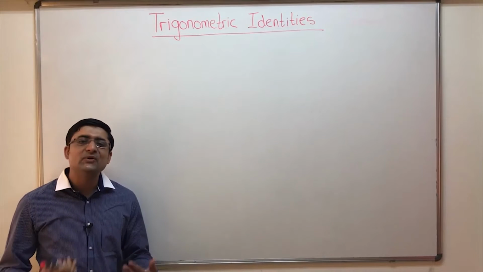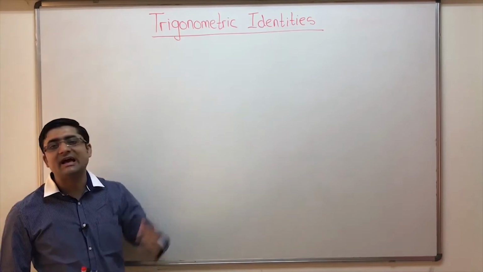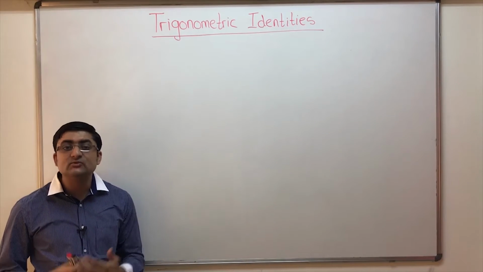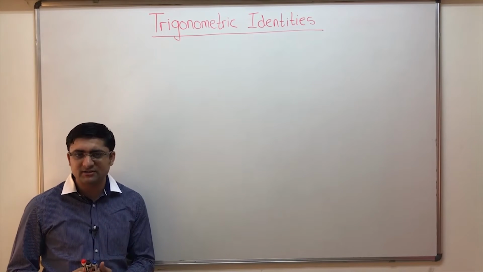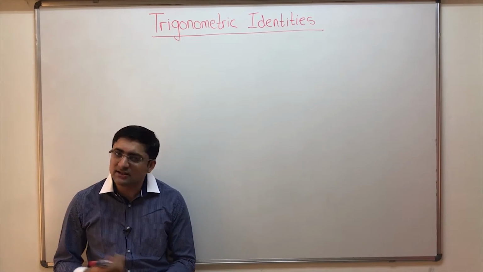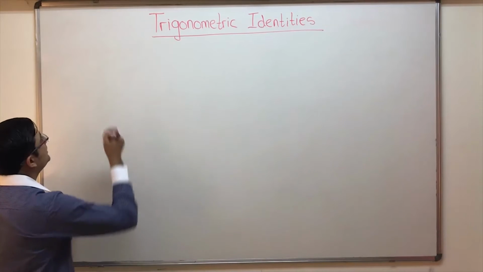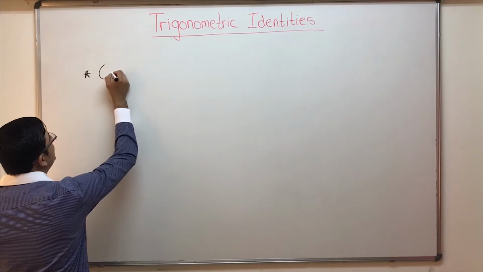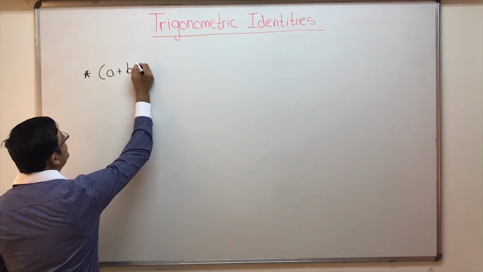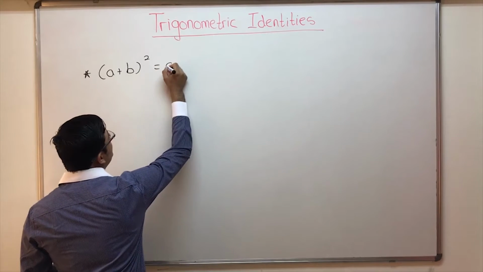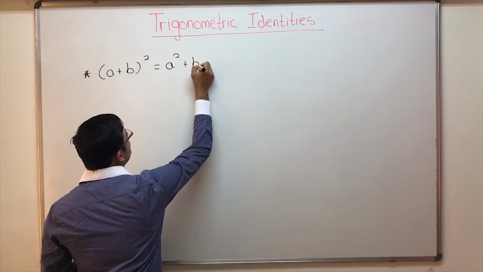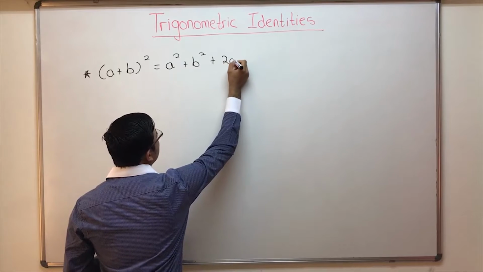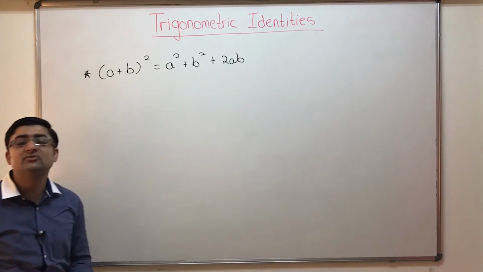So in this video, we're going to learn the concept of trigonometric identities. Now in previous classes, we have studied the concept of algebraic identities. So recall algebraic identities. We'll take an example of a really simple one. For example, we learned that (a + b) the whole square is equal to a square plus b square plus 2ab. So this over here is an example of an algebraic identity.